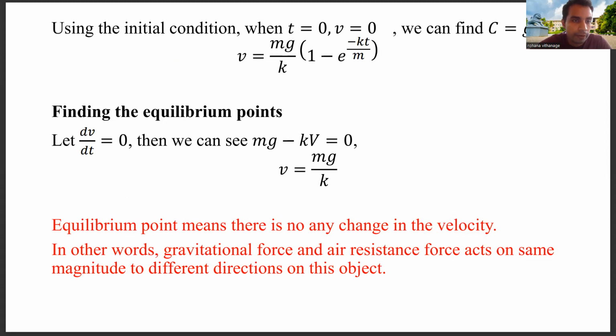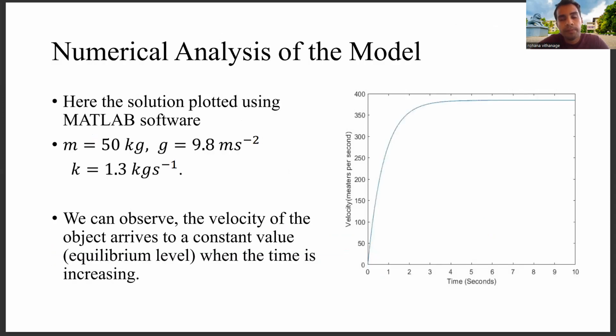Then we can find the equilibrium points by equating this derivative to 0. So v is equal to mg divided by k. Equilibrium point means there is no change in the velocity. At such a time, the gravitational force and the air resistance on this object are working equally in opposite directions. Then we can plot this motion, the velocity with time, by using MATLAB. You can see that it is increasing. Then after that, it levels off.